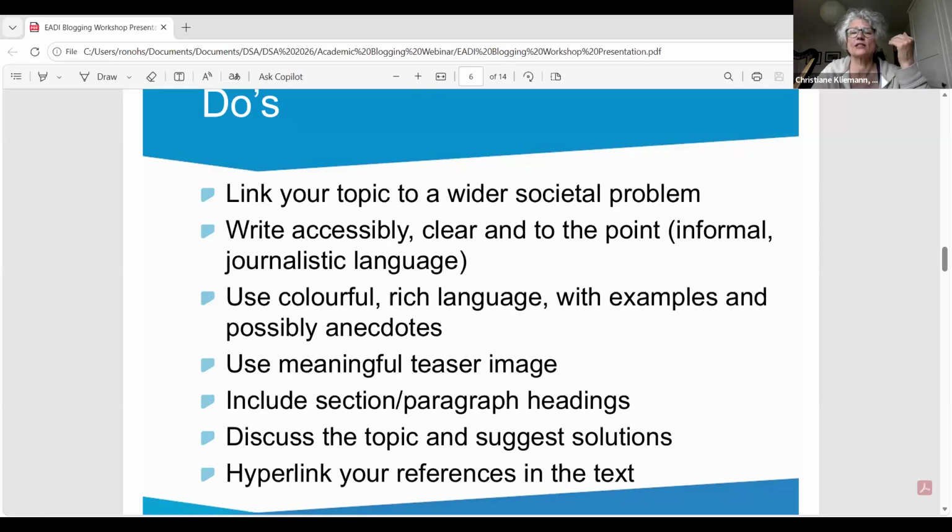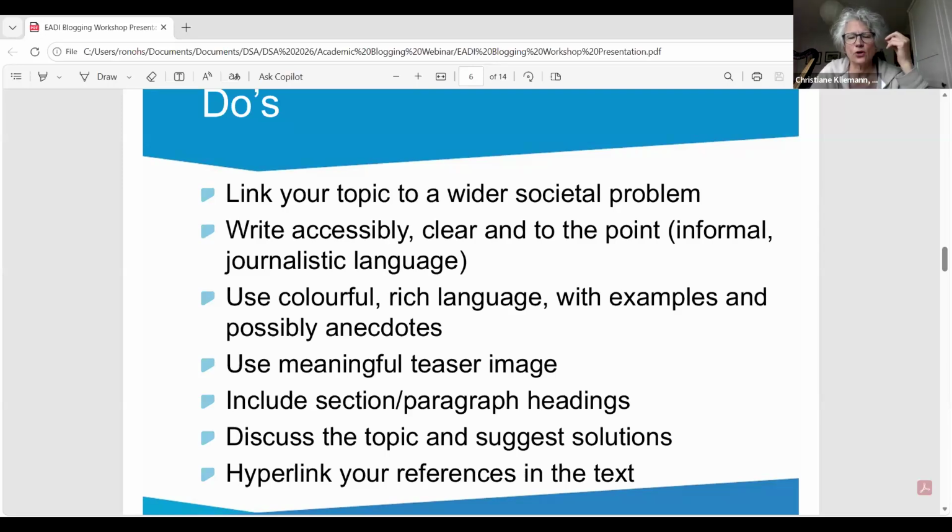For our blog, which also runs with images, though of course not all blogs do, we need a meaningful teaser image. That's always a bit challenging with development topics, especially the theoretical ones, since it's difficult to find a good image, but it's worth taking the time to look for one. Rowena already said we have paragraph headings, because people read on screen, and with a running text your eye gets a little lost, so it can dwell on these paragraph headings. Of course, it's also good to discuss the topic from various sides and suggest solutions.